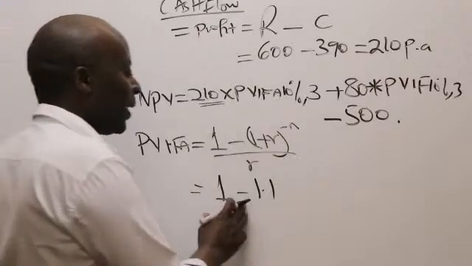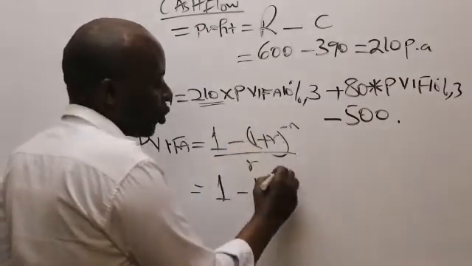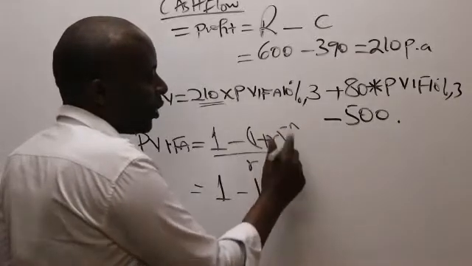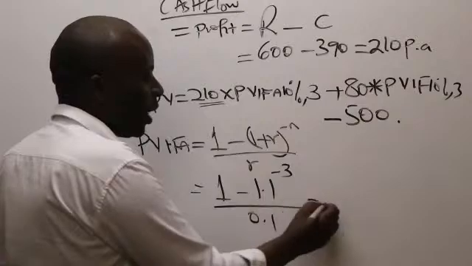So 1 minus 1.1, the cost of capital being 10%, raised to negative N. So N is what here? Somebody? It is 3, all over R, which is 0.1.